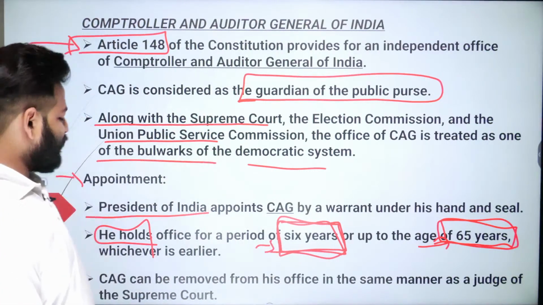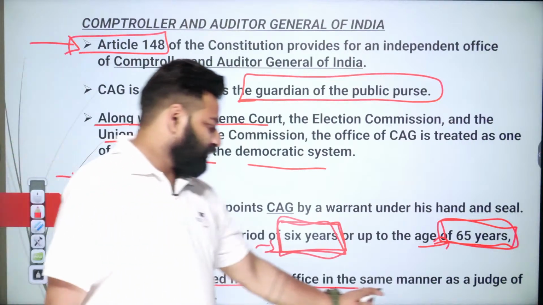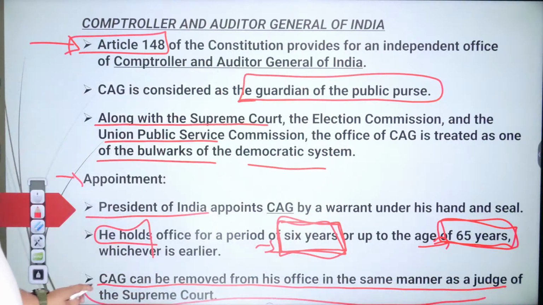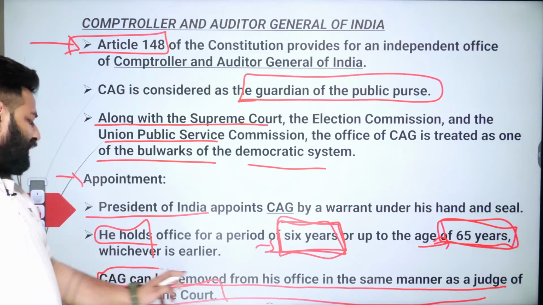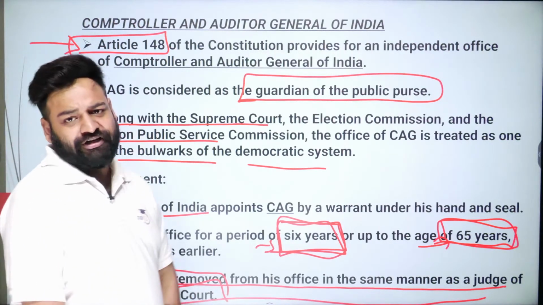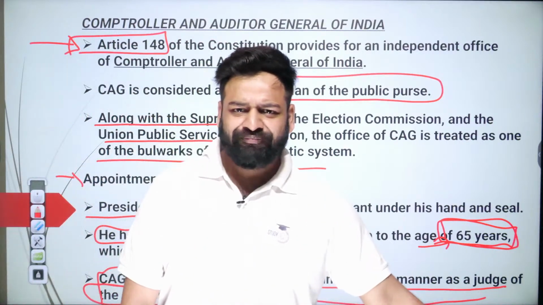And removal, what is the removal? Same as a judge of the Supreme Court is removed, that is, a motion has to be passed inside the parliament. It can be initiated in the Lok Sabha or the Rajya Sabha.